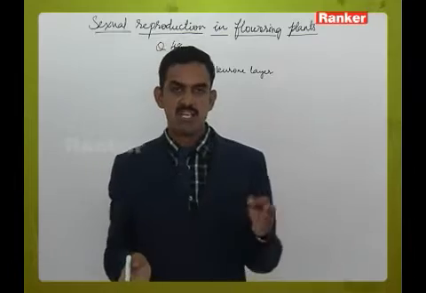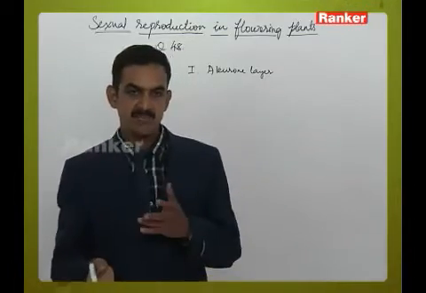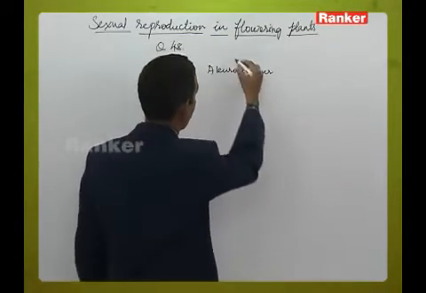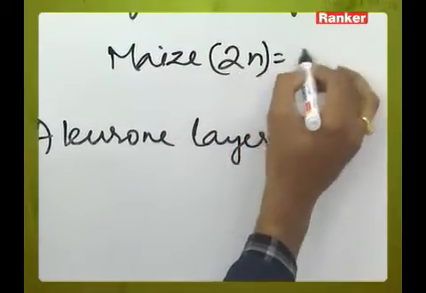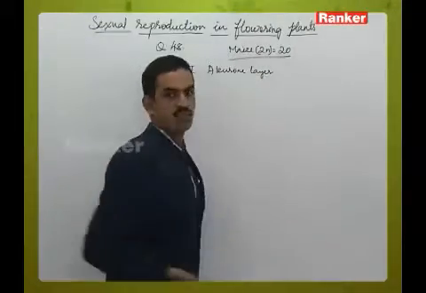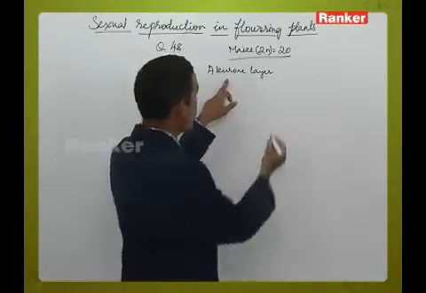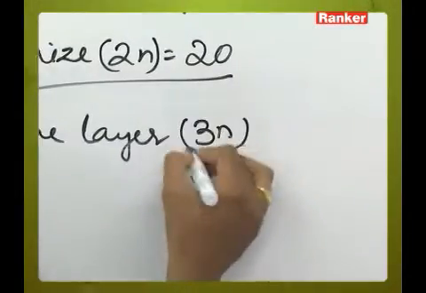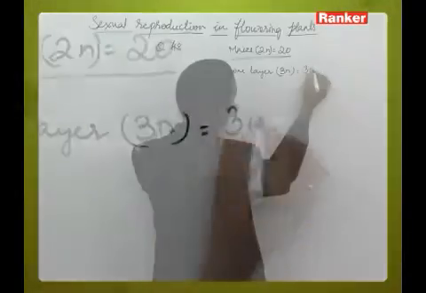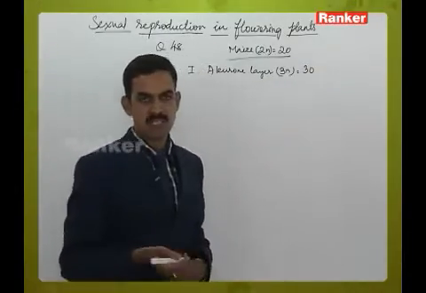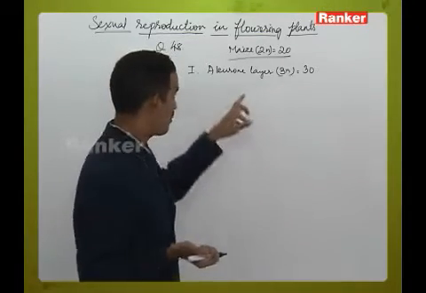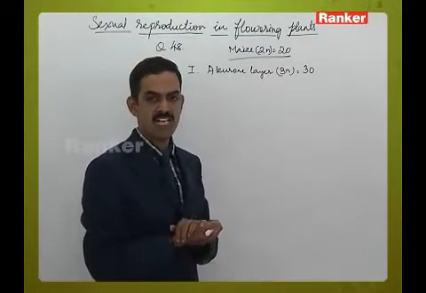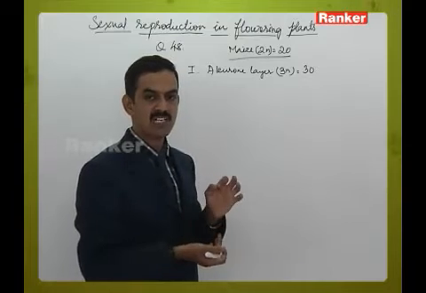Okay, here the question is related to the maize plant. In maize, its diploid number of chromosomes is 20. Aleurone layer is triploid in condition, so it will be 30. That is, 3 genomes are present. Each genome contains 10 chromosomes, so the total number of chromosomes present in each cell of the aleurone layer is 30.